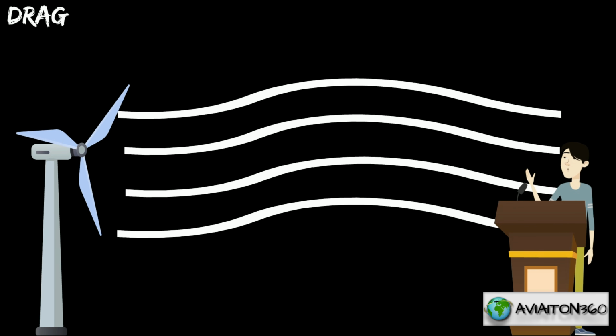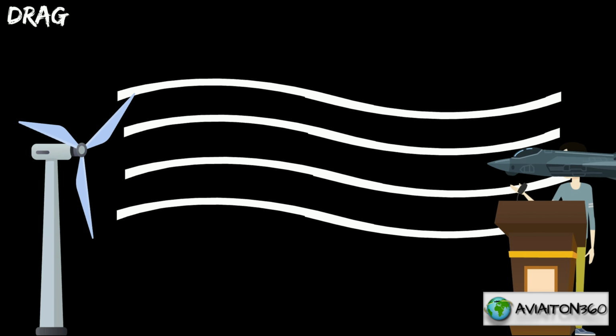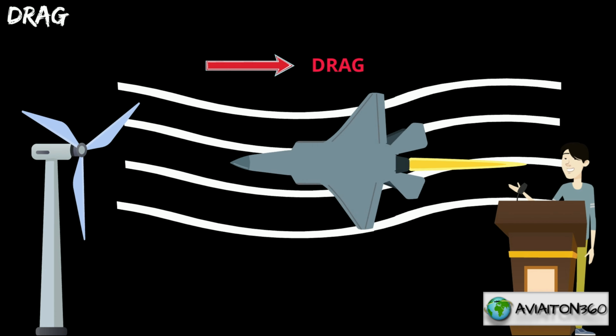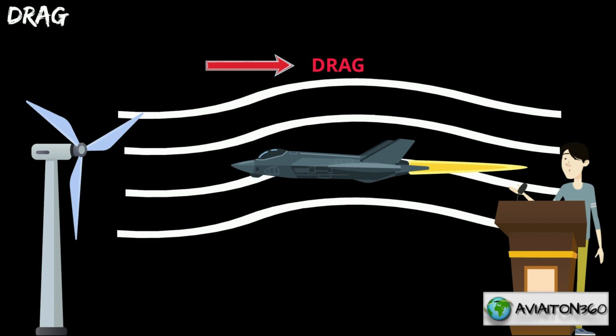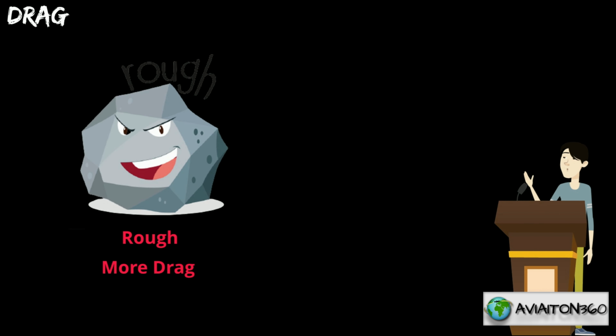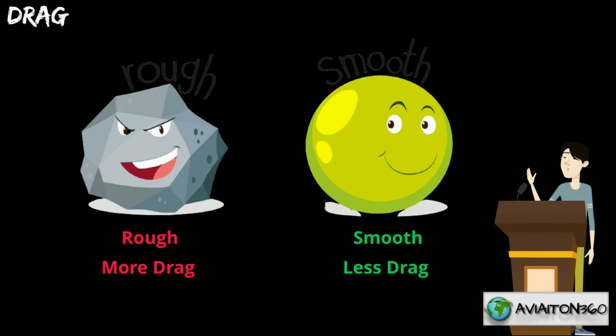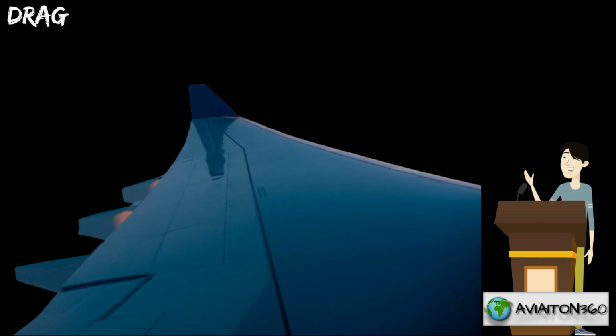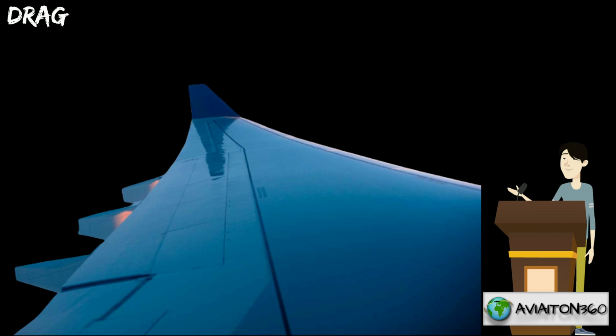Drag. Every physical body that is propelled through the air will experience resistance to the airflow. This resistance is called drag. A rough surface will induce more drag than a smooth surface. An aircraft's wing is designed to be as smooth as possible to reduce drag.